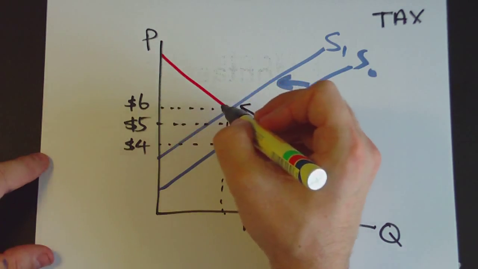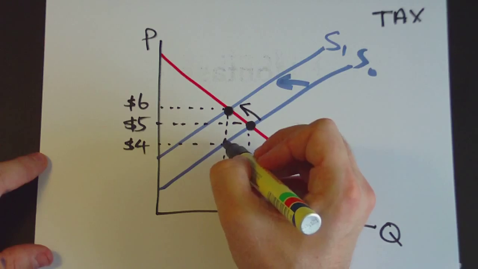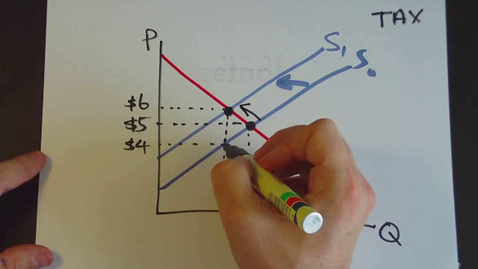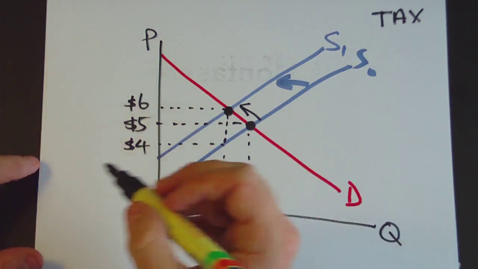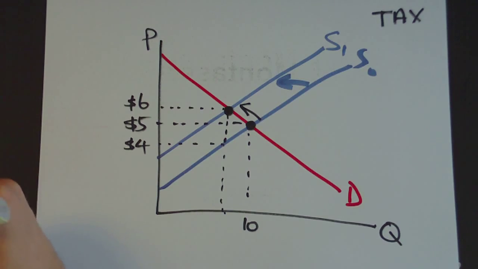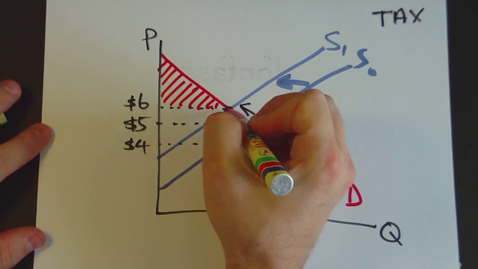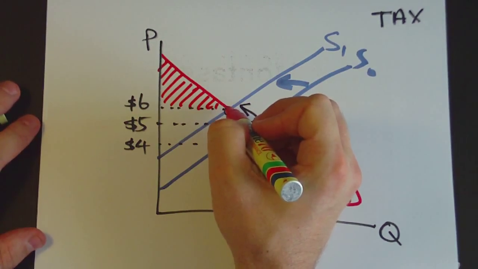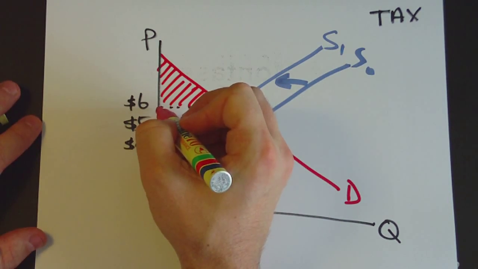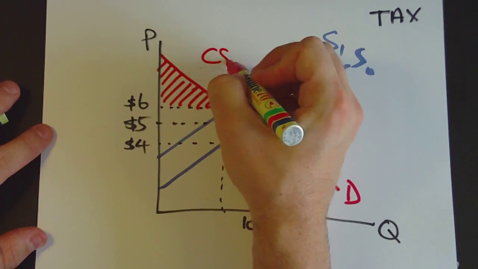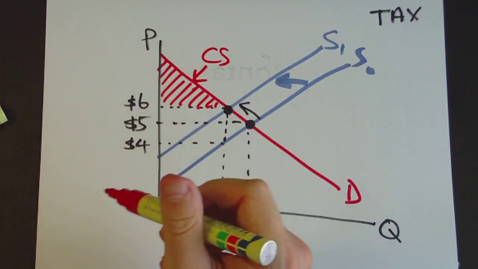Consumers pay $6 for the good, but firms actually only receive $4 because they have to pay $2 in tax to the government. What's happened to consumer surplus? Well, it's this triangle here. The market's operating here, draw the horizontal line here, and the consumer surplus is the amount below the demand curve.